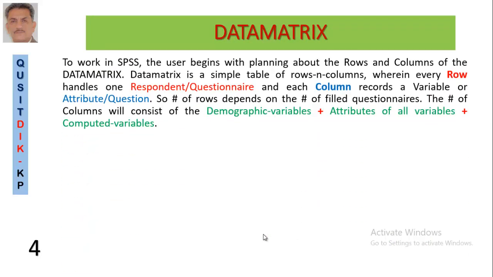To work in SPSS, the user begins with planning about the rows and columns of the data matrix. Data matrix is a simple table of rows and columns wherein every row handles one respondent or questionnaire, and each column records a variable or attribute or question. So the number of rows depends on the number of filled questionnaires. The columns will consist of the demographic variables, the questions on all the variables, and the computed variables.